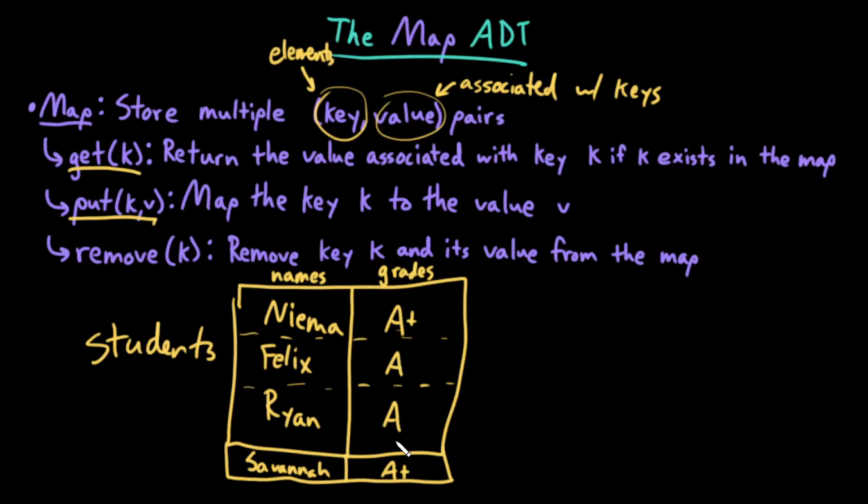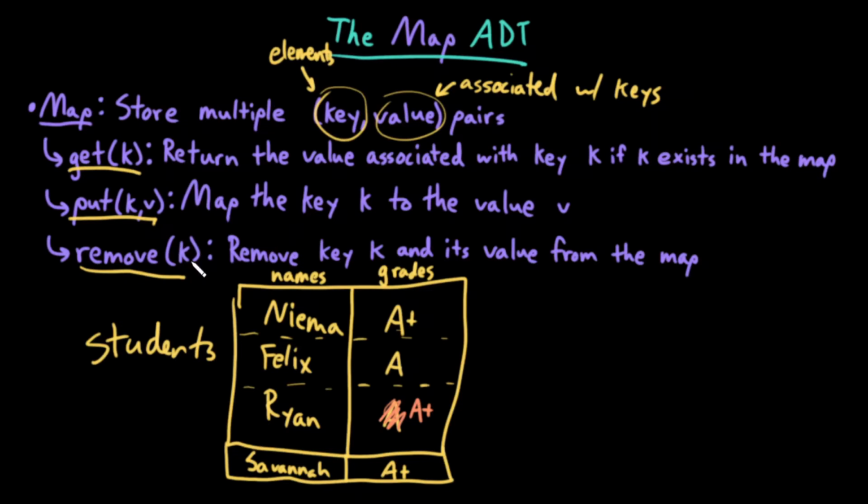I can also update an existing key's value. I could say put Ryan A+, and even though Ryan already exists in my map, this will update its value. So I can add a new key value pair, or I can update the value associated with an existing key. And lastly, I have a remove operation.